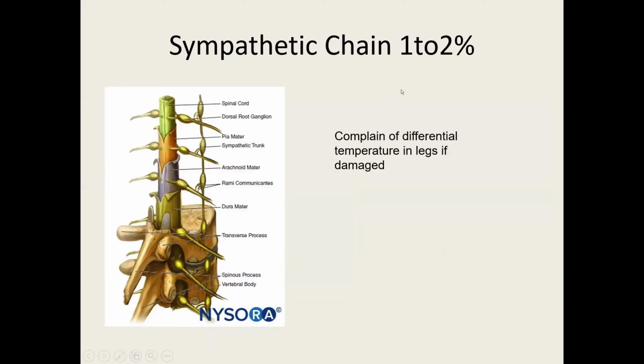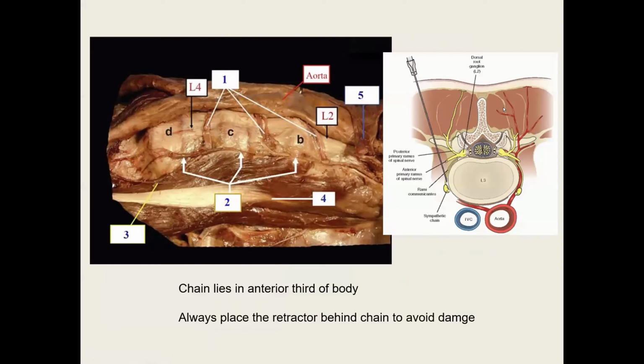Sympathetic chain injury also is less than 1 to 2% as reported in the literature. Usually they complain of differential temperature in the legs if damaged. The sympathetic chain normally lies in the anterior third of the body. So as Dr. Ananth has also stressed, it is better to place the tubular retractor behind the sympathetic chain to avoid damage. So always place the tubular retractor behind the sympathetic chain, in between the psoas and the sympathetic chain, to prevent damage to the sympathetic chain.